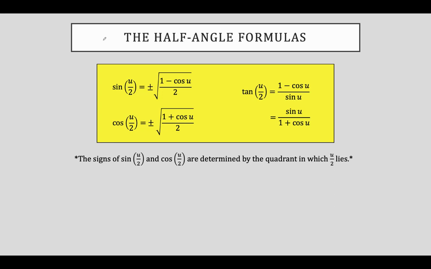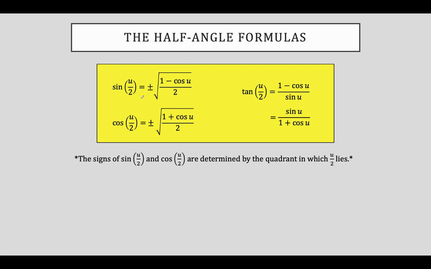Here is our final set of multiple angle formulas. In this case, we have the half angle formulas. And notice they are called the half angle formulas because inside of each trig function, we have a u over 2. Notice the sine of u over 2, cosine of u over 2, and tangent of u over 2.